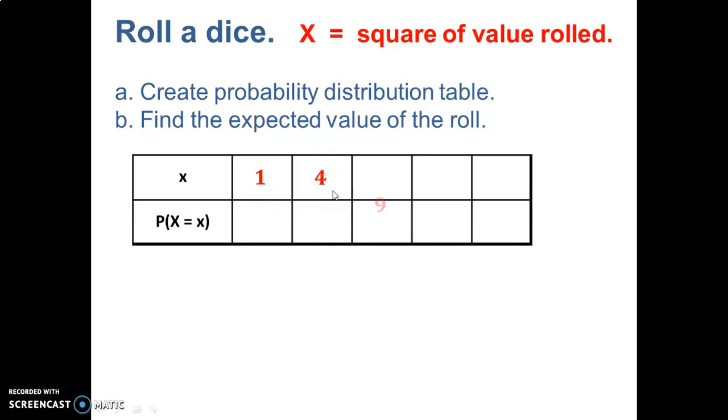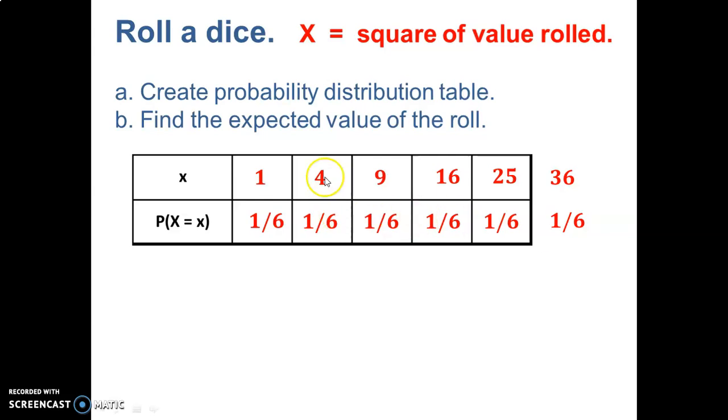If you rolled a 3, that's 9. If you rolled a 4, it's 16. If you rolled a 5, it's 25. And if you rolled a 6, it's 36 because you square it. Now what's the probability of each of those things happening? Well, they're all 1 out of 6, because this is a normal die, 1 out of 6 chance. So now find the expected value of the roll.